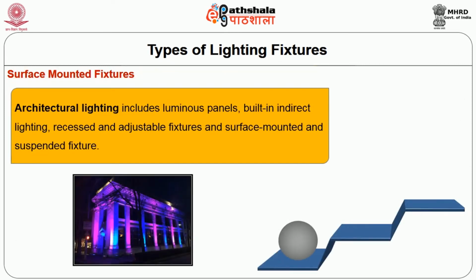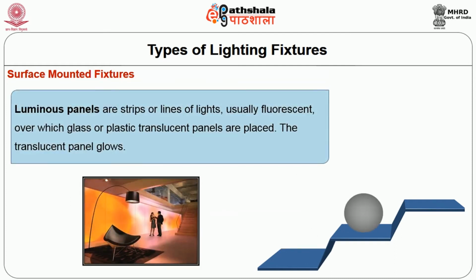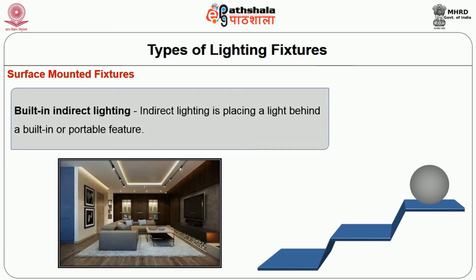The architectural lighting includes luminous panels, built-in indirect lighting, recessed and adjustable fixtures, and surface-mounted and suspended fixtures. Luminous panels are strips or lines of lights, usually fluorescent, over which glass or plastic translucent panels are placed. This also glows. Next one is built-in indirect lighting.